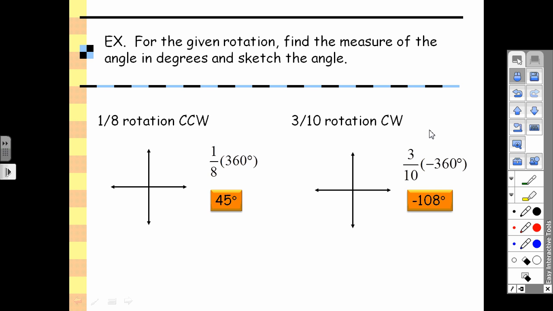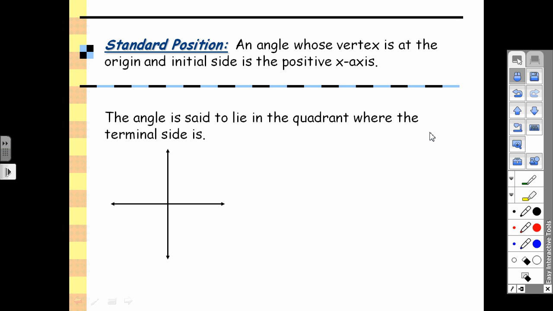Let's see what's next. Okay, so I've kind of been dancing around this issue of standard position. An angle whose vertex is at the origin and whose initial side is the positive x-axis is an angle that's considered to be in standard position. We are pretty much always going to be talking about angles in standard position.